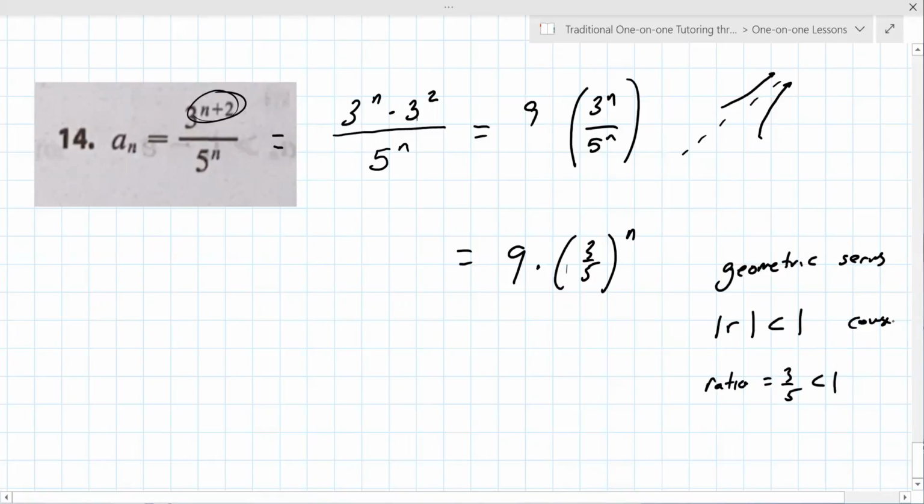Okay. But in terms of what you're doing, do you see how the bottom gets bigger than the top? 3 to the n is less than 5 to the n. So as n goes to infinity, this 5 to the n is going to be bigger than this 3 to the n. It's kind of the equivalent of 1 over infinity, because eventually this bottom number is way bigger than the top number. And that's 0. So even though it starts at 9, it's really 9 times 0. So it becomes 0. Converges to 0.